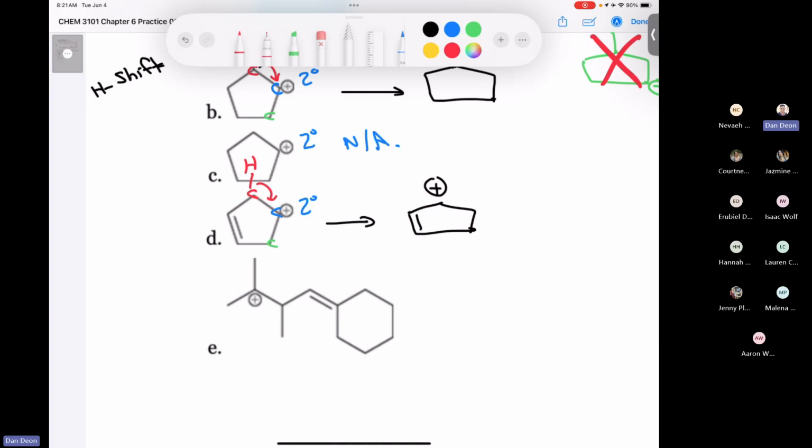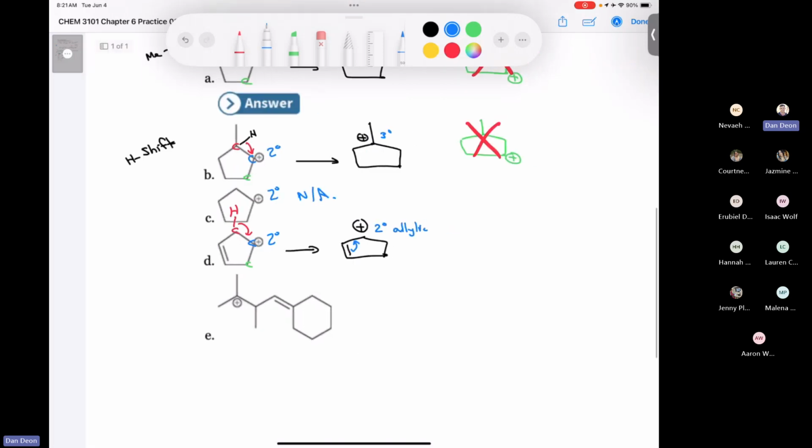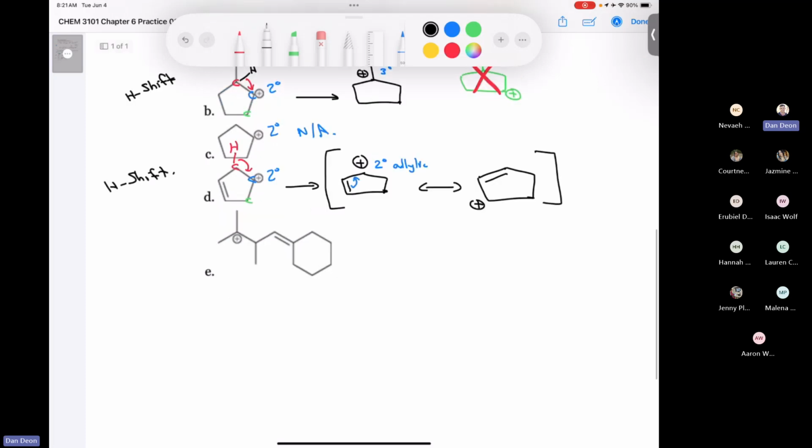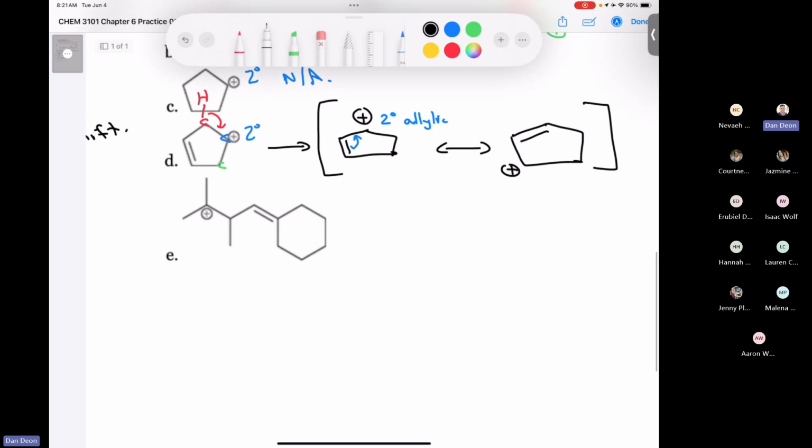So we go from something that is secondary to something that is what? This would be classified as secondary allylic. Since it has a resonance form, because you could draw a resonance form like this, it's actually more stable. So yes, this would undergo a hydride shift because you end up with something that is more stable. It's resonance stabilized. And then let's try one more, see if I can redeem myself here with this one.